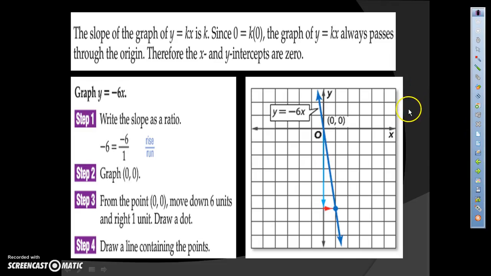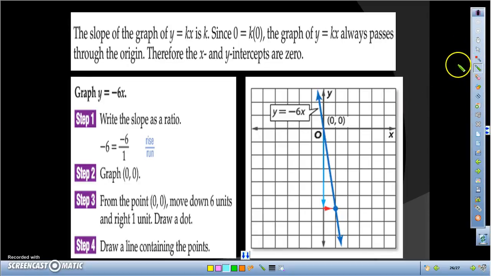The next thing I'm going to do with these direct variations is graph them. What I want you to get written from this top slide is that the graph of y = kx always passes through the origin. Always passes through the origin. We're going to use that and what we just talked about in the last slide, the fact that the slope is k. I'm going to use those two things to help me graph this line.